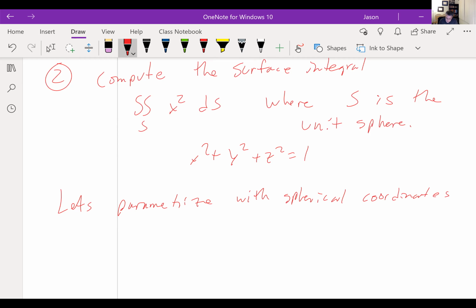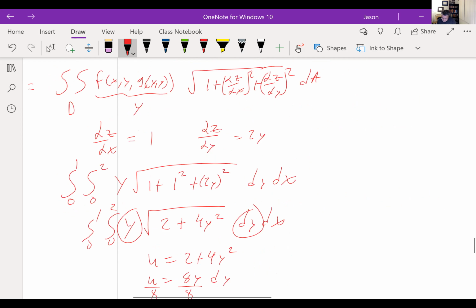Okay, let's parametrize this with spherical coordinates. In this case, we can't solve directly for z. Does that make sense? If we could solve directly for z, then we could do the same thing that we did before. But we cannot solve directly for z because it's not a function. So we have to use the previous formula, which is way up here.